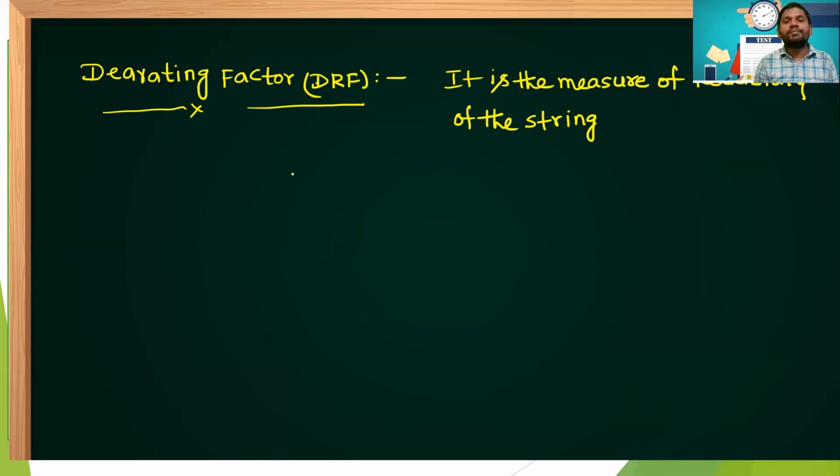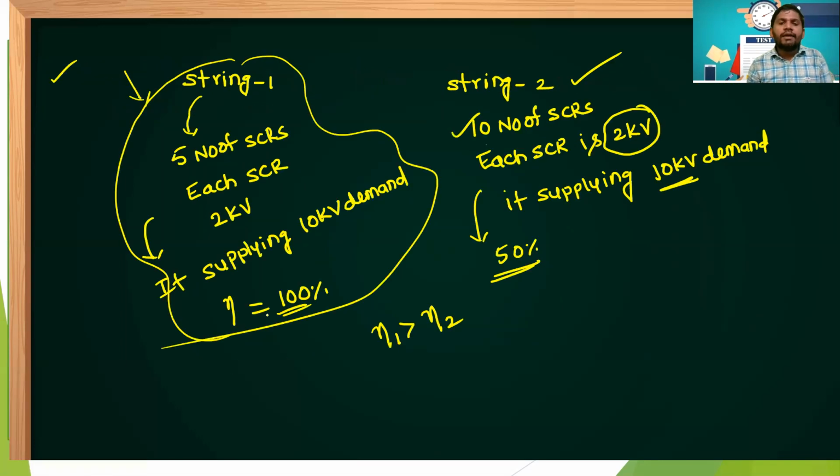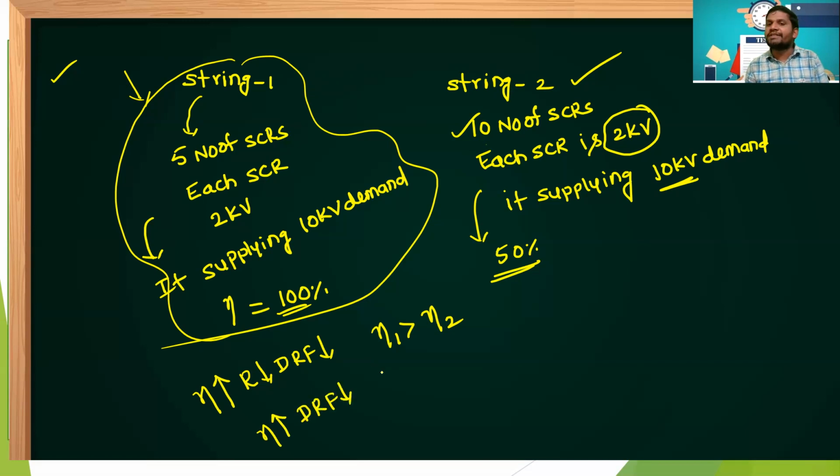But point to remember, here one observation, students. Here this is less reliable, but high efficiency. That means efficiency is high, reliability is less, means derating factor is less. It is a measure of reliability of the string. What is the relation here? If the string efficiency increases, derating factor reduces. That means reliability is reduced. But here the string efficiency is less, but derating factor is high. That is, reliability is high.